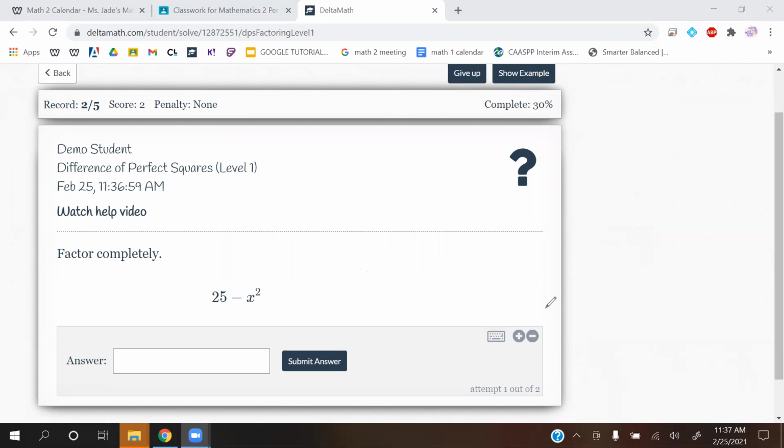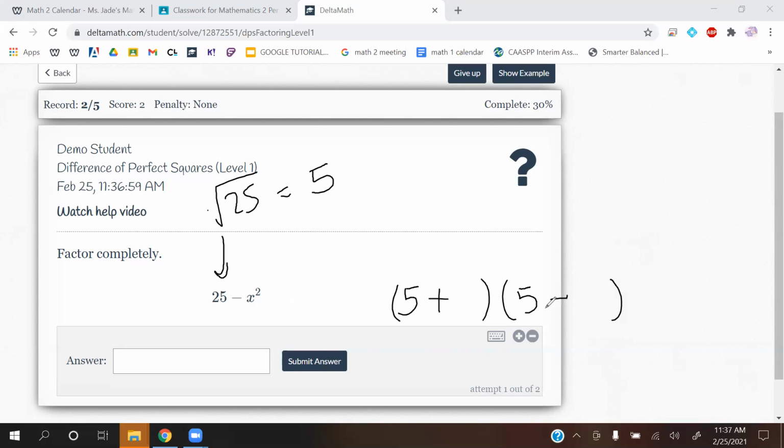So parentheses, parentheses. So what is the first thing that we put in our parentheses? Well, what is the square root of 25? Square root of 25 is 5. So I'm going to put 5 here and 5 here. Remember, we have a plus and we have a minus. And now, what is the second term? Second term is x squared. So what is the square root of x squared? That's x. So I place the x there. Final answer, 5 plus x, 5 minus x.